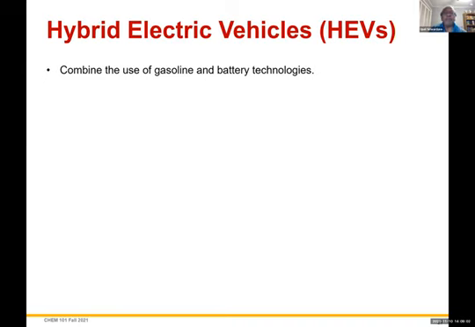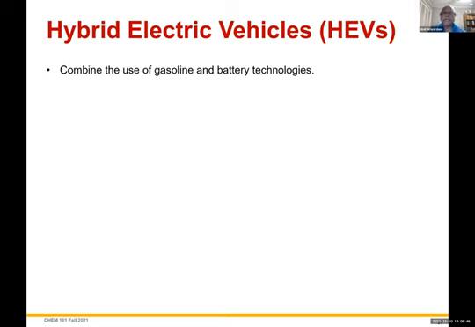The combined use of gasoline and battery technologies is the hybrid electric vehicle. I had a Honda Insight, and it has a system that when your batteries are low, the gasoline is used more. When you use the gasoline, the battery gets recharged. Then it shifts back between the two alternatives, gasoline and battery technologies. So it will cut down the gas mileage. It will increase the gas mileage.